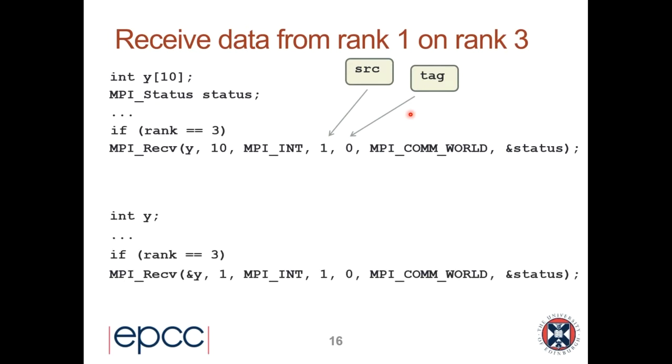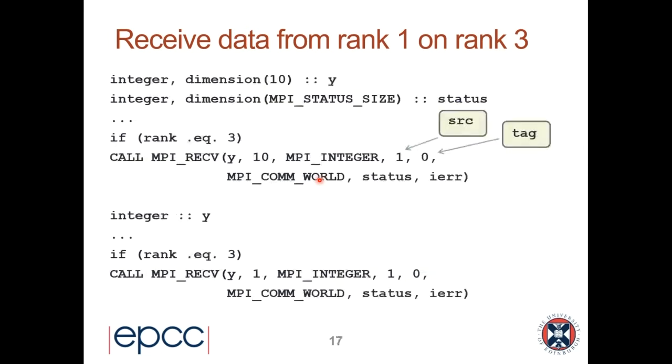And then the equivalent for the receive for a scalar is just the same thing here. For Fortran, it's just the same, except slightly different. Integer, dimension of 10. The status is an array of size MPI_STATUS_SIZE rather than a structure, but the rest is exactly the same here, with the ierr variable on the end and MPI_INTEGER, but it's exactly the same syntax, except it's simpler for scalars.